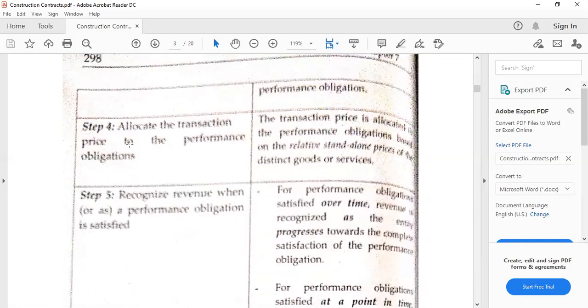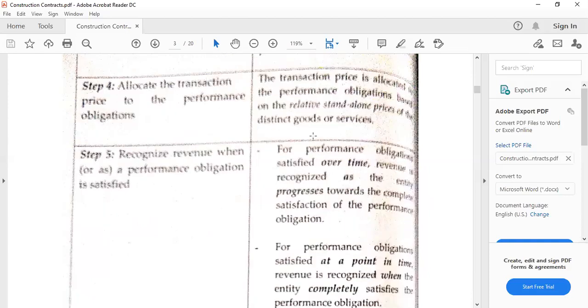Then step 4, out of the transaction price, we are going to allocate the price to the performance obligations in a bundle. So we have to take note once again that only items in the bundle should be allocated respectively. Then using the relative standalone selling prices under, of course, IFRS 13 fair value measurement, and that is level 1. So the fair values.